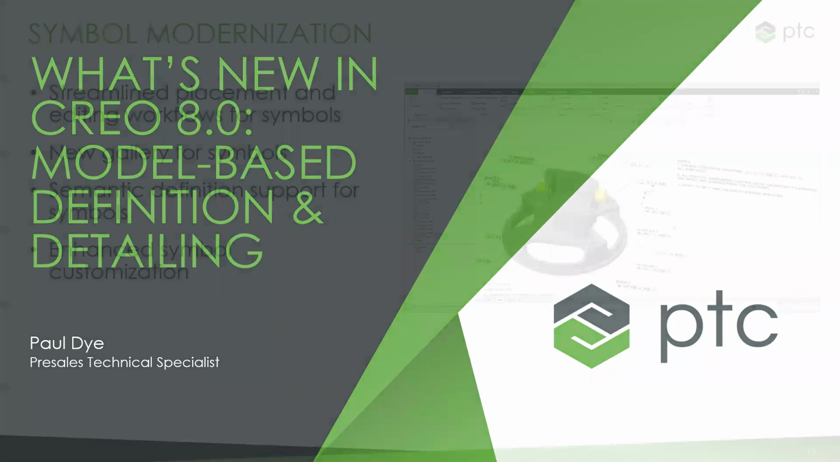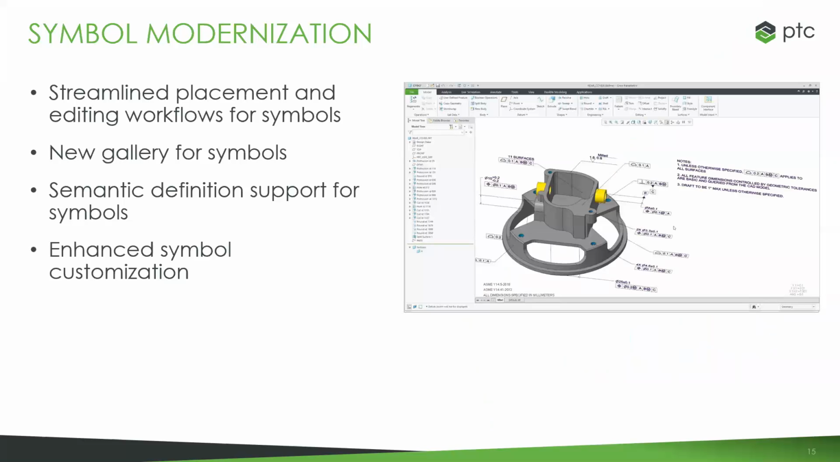This is something we've been working on with every single release of Creo. The first thing we worked on with Creo 8 was symbol modernization. We introduced new streamlined workflows for placing and editing symbols, and a rich gallery of standard symbols to start with. Users have quick access to their more commonly used symbols, and can easily customize or categorize the symbols in that gallery. Symbols now also support semantic definition, the same way annotations or notes do, meaning you can run a semantic query on a symbol and it will tell you which references are associated with that particular symbol.